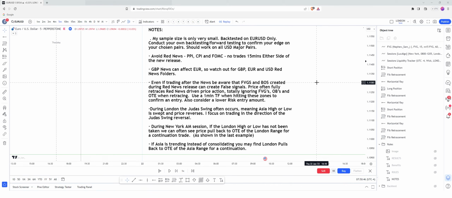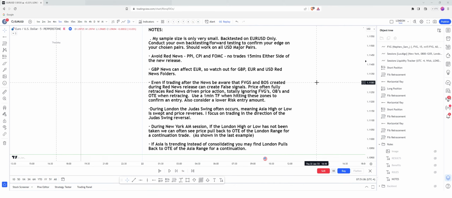I've only backtested this on Euro USD. You should conduct your own backtesting and forward testing to confirm your edge on your chosen pairs. From my understanding and from my research, this should work on all USD major pairs, but as I say, you need to backtest it yourself and just ensure that you fully understand and have your own edge when trading this.